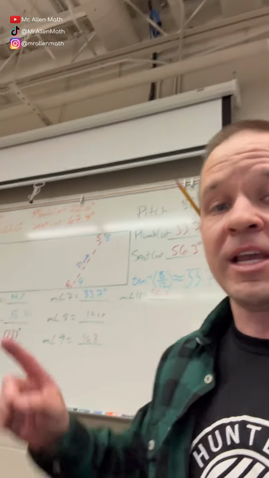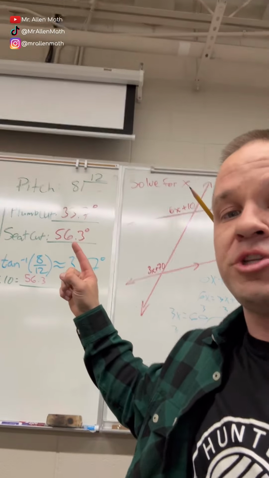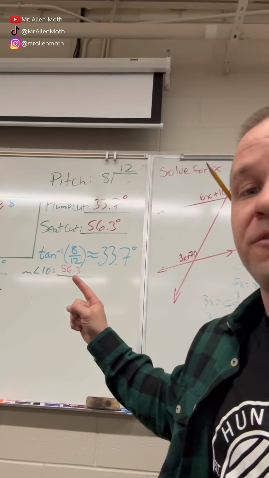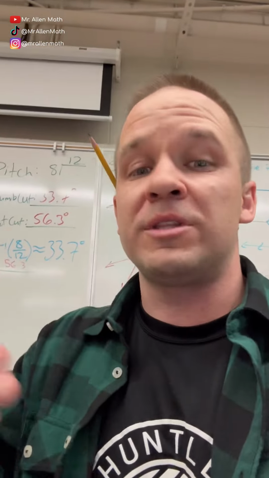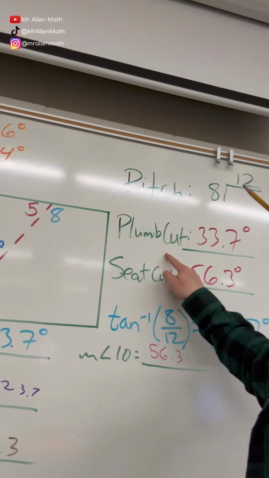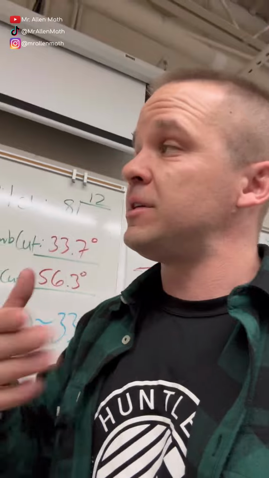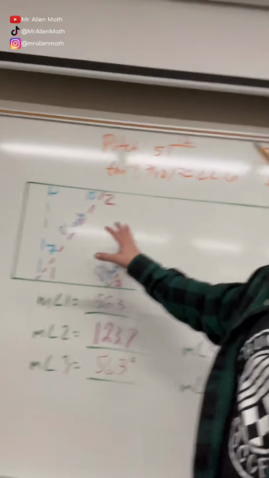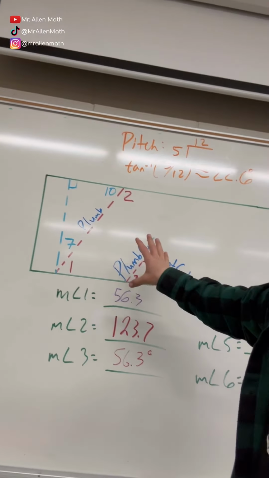So here's what I did. I gave them a roof pitch. Okay, we got an 8/12 pitch here. So I got to do a little inverse trig to figure out what the degree would be associated with that pitch. For this one, it's 33.7 degrees. For the plumb cut, the seat cut is the complement of that, 56.3. And then we can place all that here on the rafter. This is where a lot of the stuff happens.